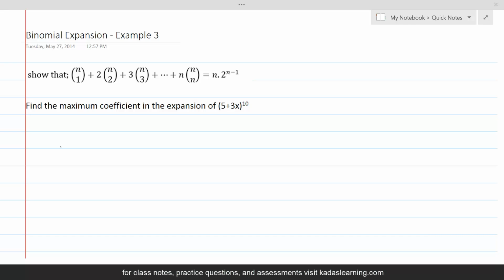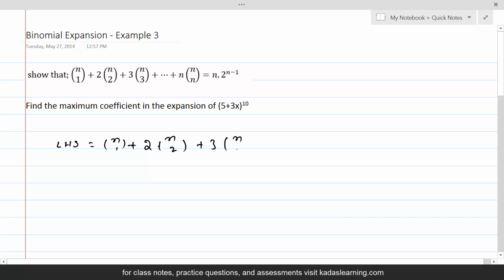Binomial expansions. In order to prove that the sum of the series on the left hand side of example 1 is equal to n times 2 power n minus 1, let us consider the series on the left hand side. So the left hand side is equal to nC1 plus 2 times nC2 plus 3 times nC3 plus so on plus n times nCn.